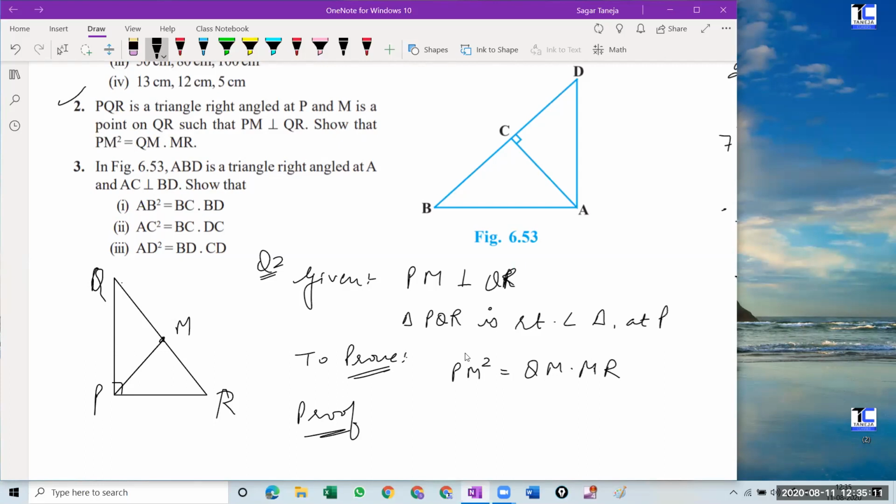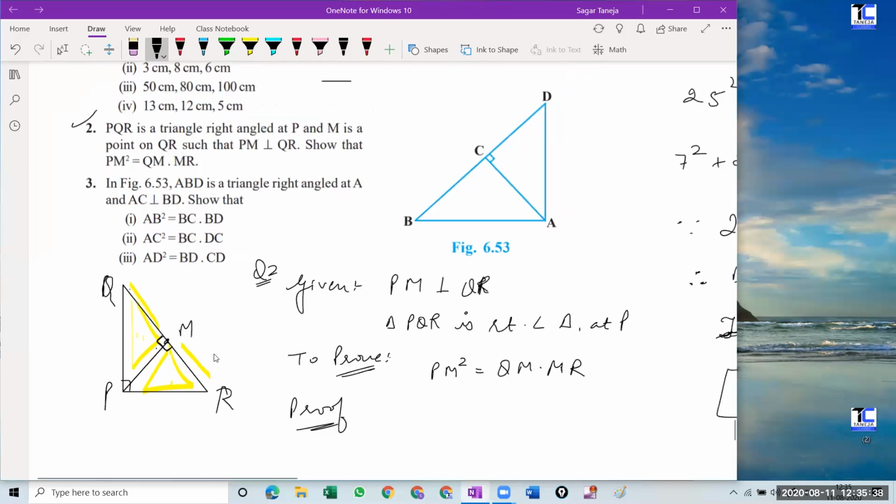See this, this PM, QM, MR. Just check this. QM and MR are the part of which triangle? QM is the part of this triangle, and MR is the part of this triangle. So we have to prove that these two triangles are similar. So how can we prove that these two triangles are similar? With the help of the same theorem you can prove.